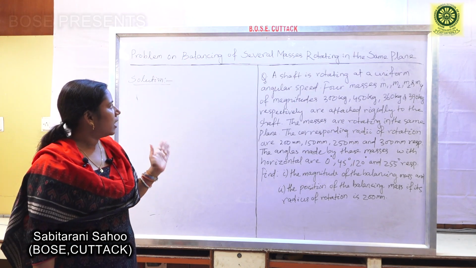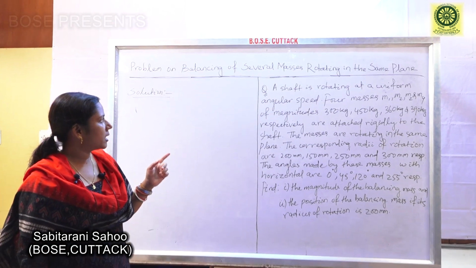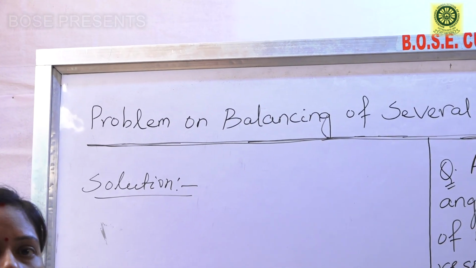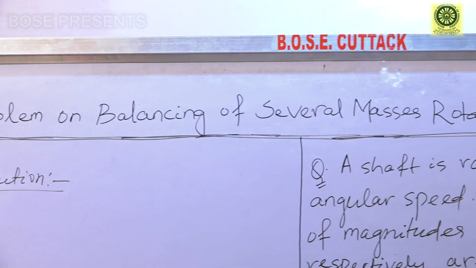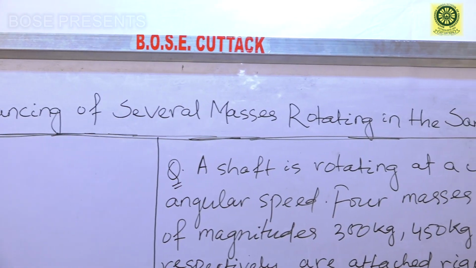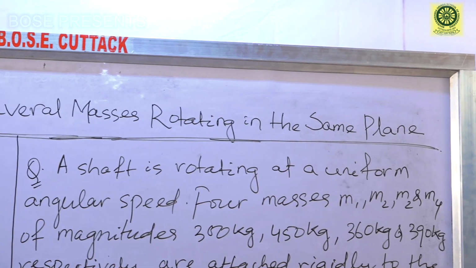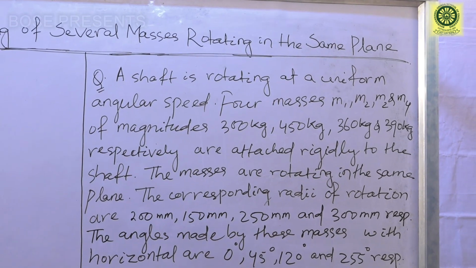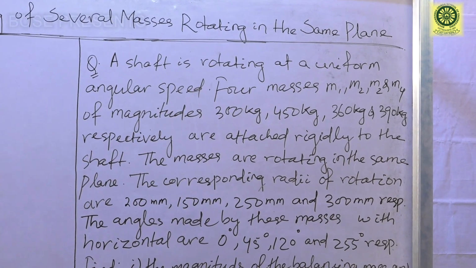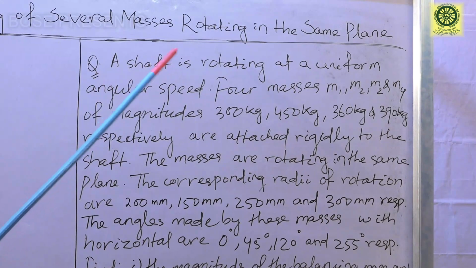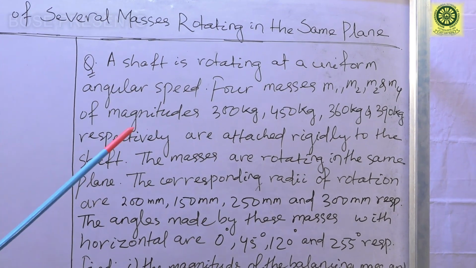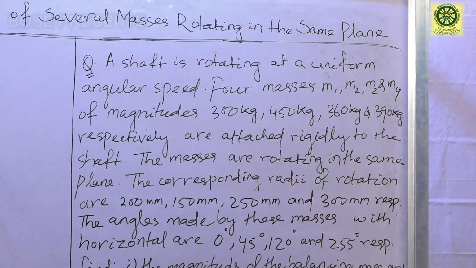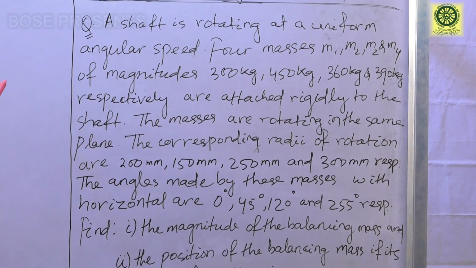In today's class, I'll solve a problem based on balancing of several masses rotating in the same plane. As previously we have already discussed the theory, so in this class I'll solve a problem. And after this class, you will be able to solve the problems based on this topic. So here the question is given in this part, and from the question we have to write down the given data first, then only we can solve it by using the formula.